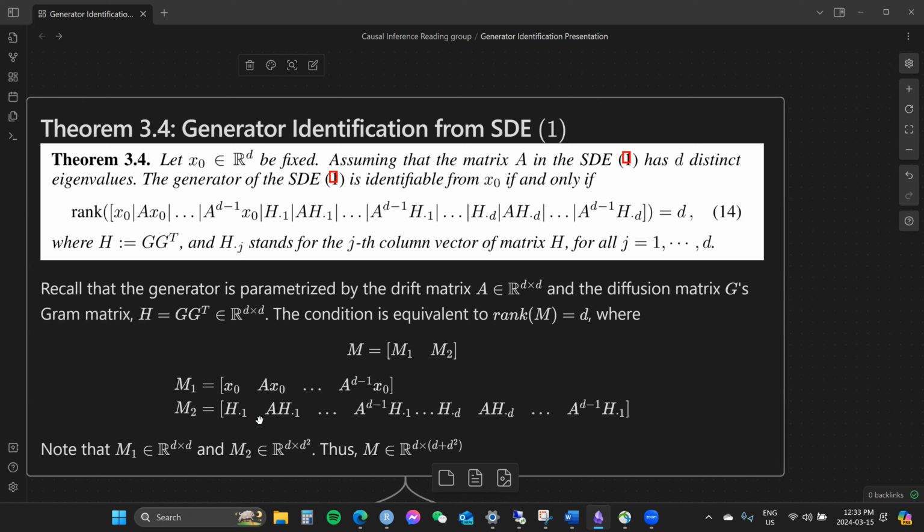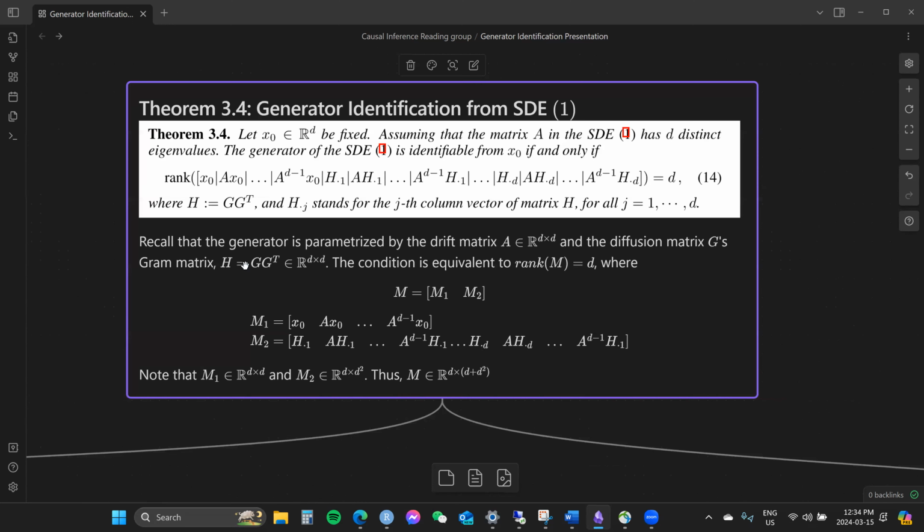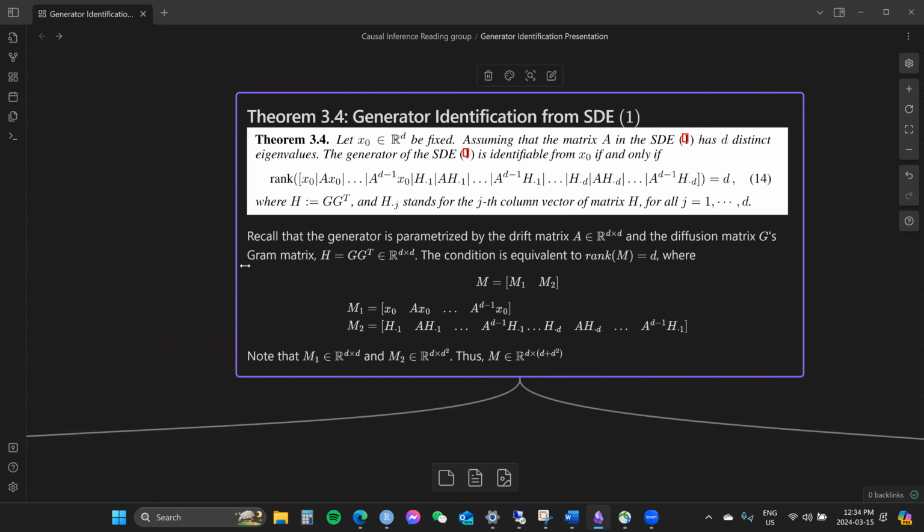So the first one is D by D, and the second one, you actually have D squared different columns here. So that means the entire matrix here is D by D squared plus D. And their condition means that this has rank D. So, okay, that's just the statement of what their condition means. Okay, why is this bold?